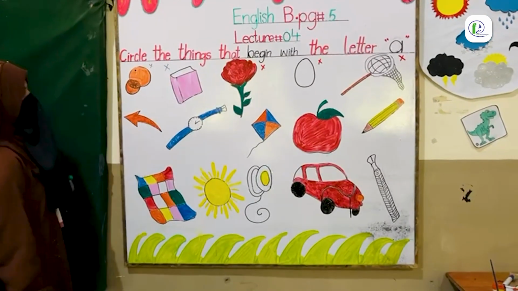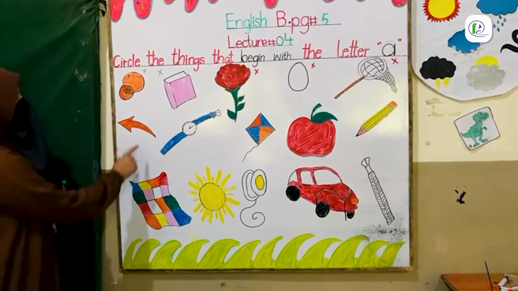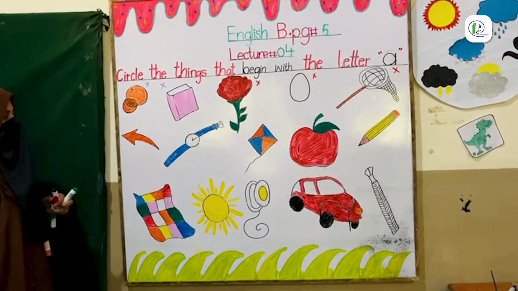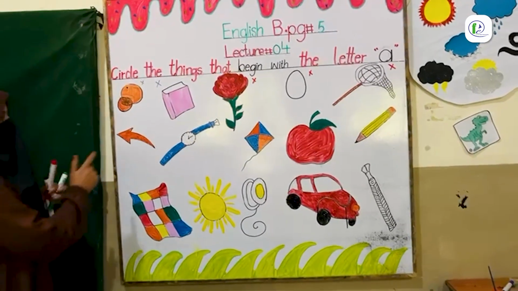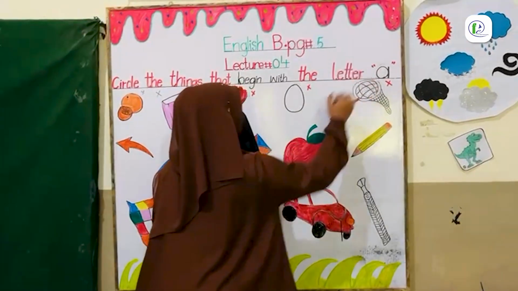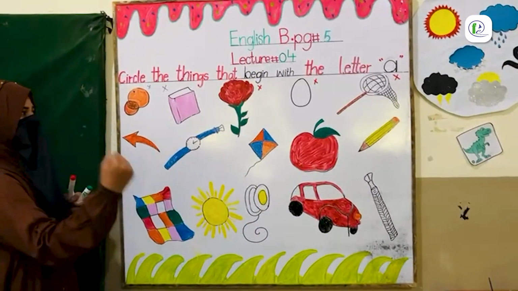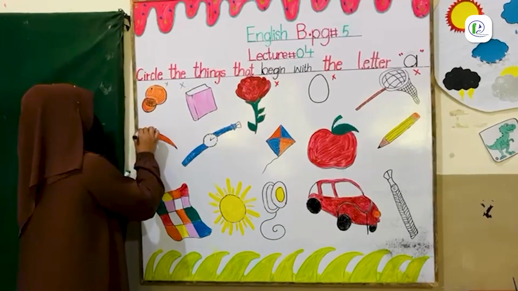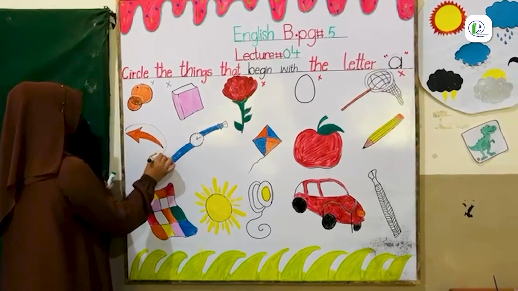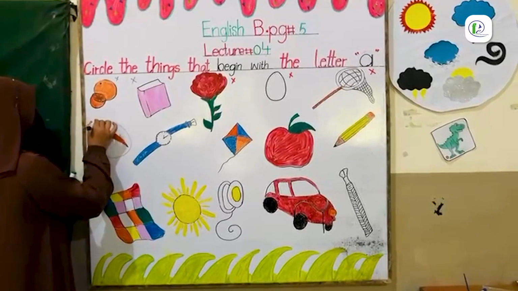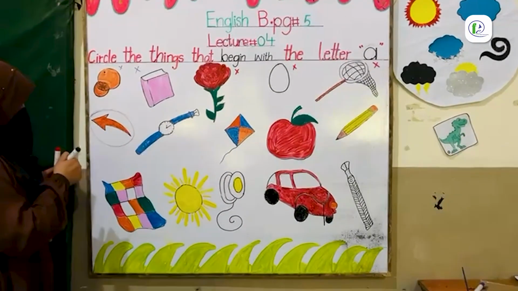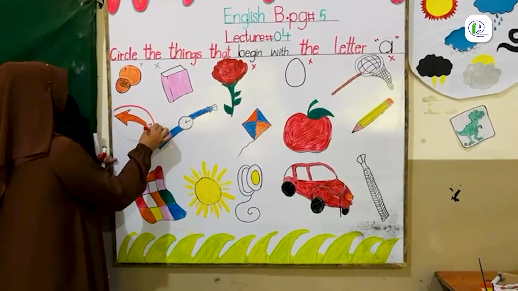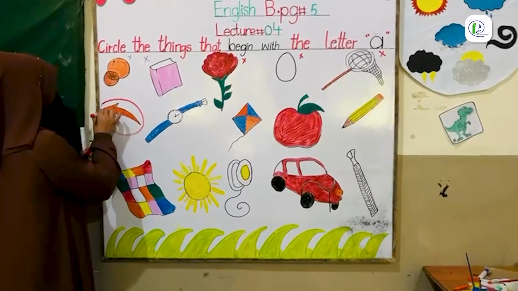Okay. What is it? It is an arrow. Wow. Should we circle it? Does it start with letter A? Yes. It starts with letter A. We will circle this object.